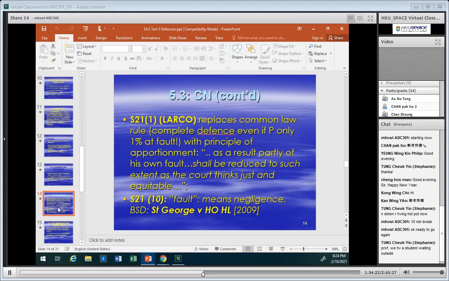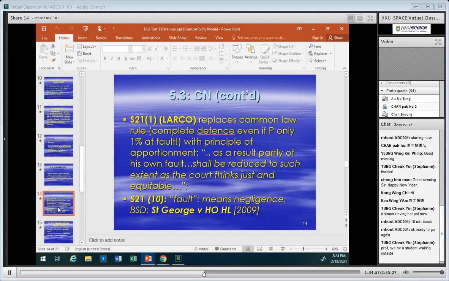So I've amended this PowerPoint slightly, everybody, so you might want to have a look at this. I've amended it as a result of a comment from a student before who was wondering about this fact. But remember, contributory negligence used to be a complete defence. Used to be, okay, even if the plaintiff was only a little bit at fault. But now that is no longer the law. The common law has been replaced, and contributory negligence is now only a partial defence.